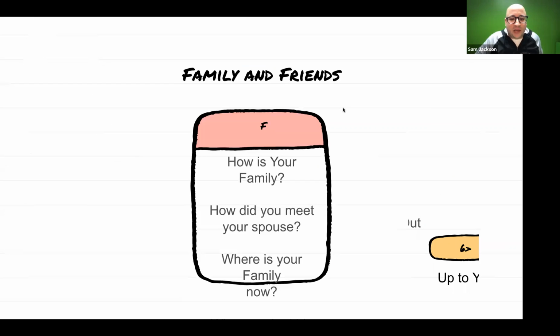All right. So family and friends. F is, how's the family? How did you meet your spouse? Where is the family now? These are your icebreaker questions. If I called up Bill and I have a relationship with him, I could say, how's the family doing during COVID? You can ask that to somebody that you know in your database, or to a complete stranger or a cold call. So don't worry about if that's sphere of influence or not.